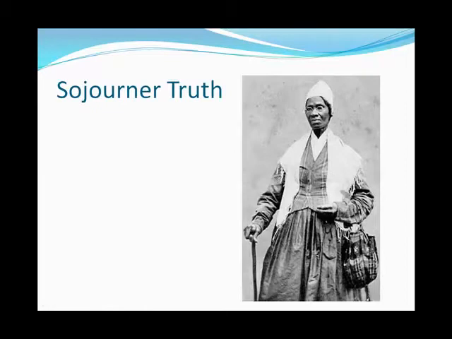Now, I'm sure that all of you are familiar with this woman, Sojourner Truth, but we're going to describe her first as Isabella Baumfree. That was her given name. She was born in 1799 in New York. She was born a slave.